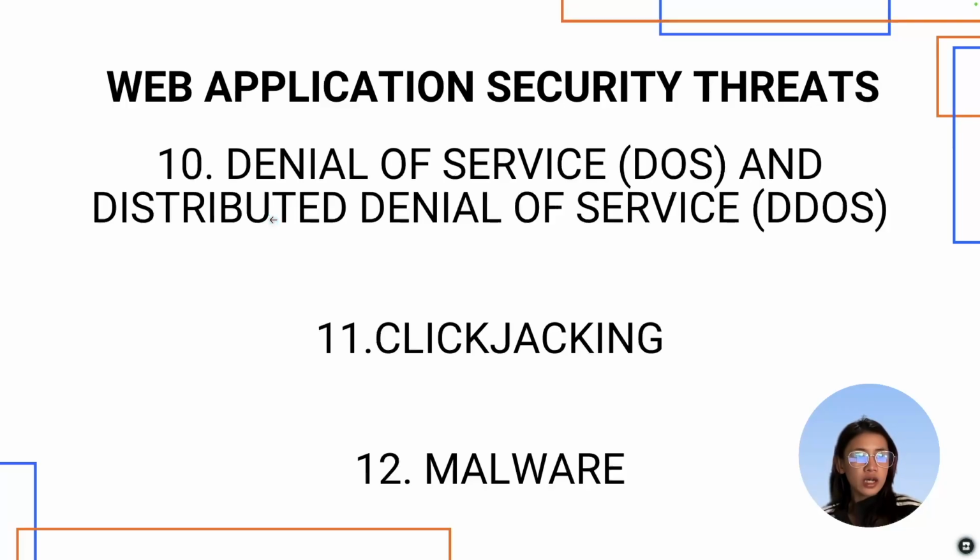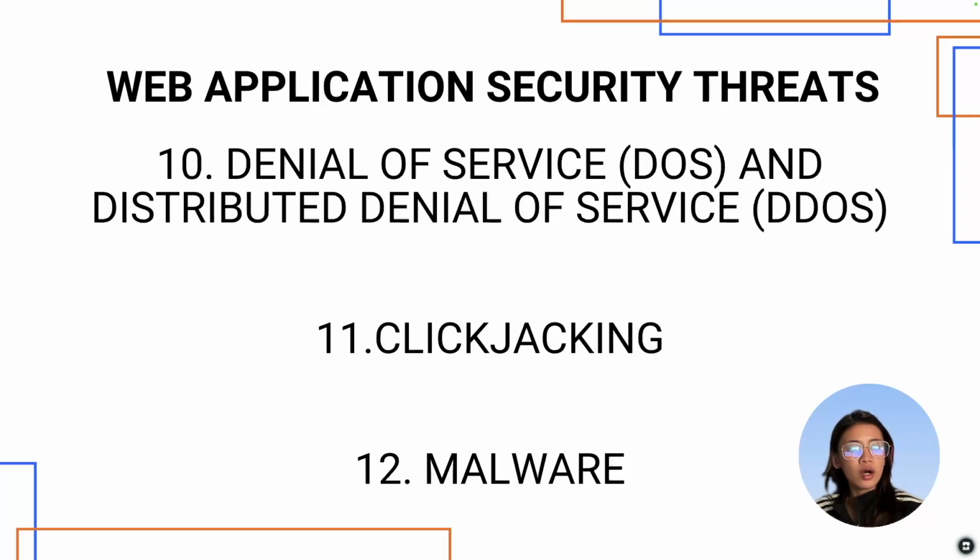Number 10, we have the denial of service and distributed denial of service. So the DoS and the DDoS. These are attacks that flood the target system with excessive traffic, which later on cause service disruptions. So the impact of this: server downtime, degraded performance, and something like that. For the prevention, I believe we can implement rate limiting or use DDoS protection services and design resilient infrastructure.